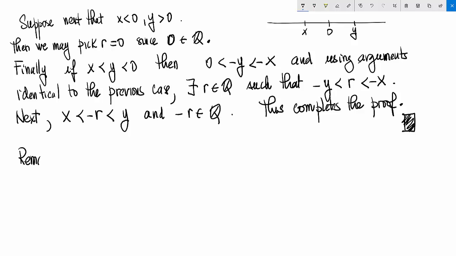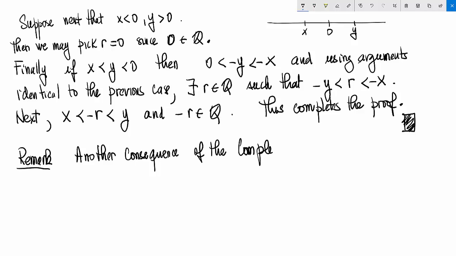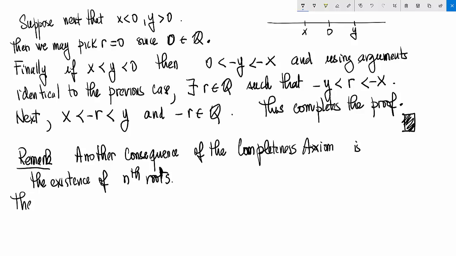The other remark that I would like to make, although I'm not going to dwell on this, because this can lead us astray and distract us from the fundamental concept that we are interested in, is that it's worth noting that another consequence of the completeness axiom is the existence of nth roots, and I will offer these results without any proof. I hope you can forgive that.